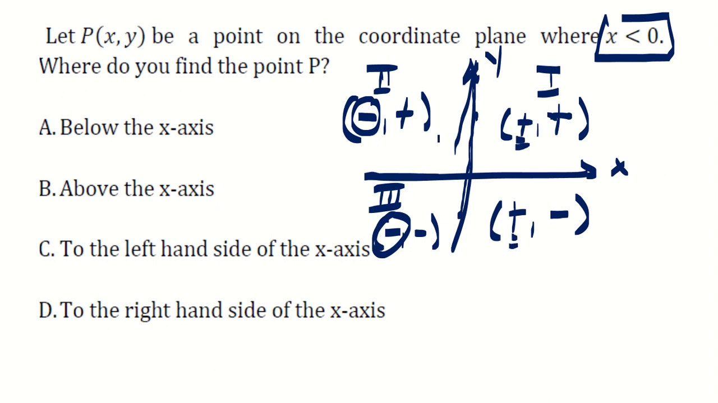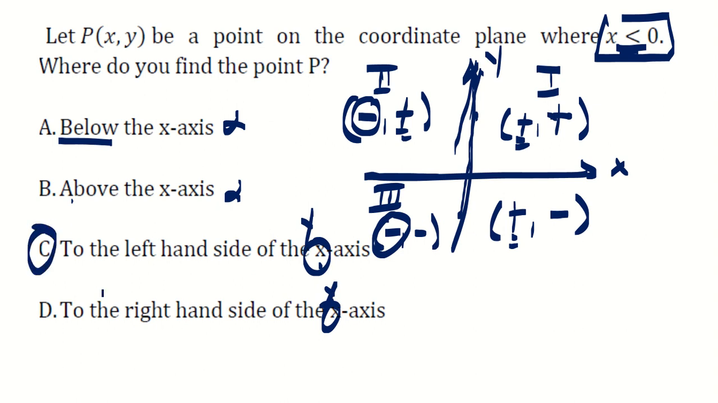But when we are talking about y, y is positive above the x-axis and y is negative below the x-axis. But this time, what does it say? It says x less than 0. x less than 0 means the point is found to the left side of the y-axis. It says below the x-axis, no. Above the x-axis, no. To the left hand side, it must be the y-axis actually here. So the answer will be C.